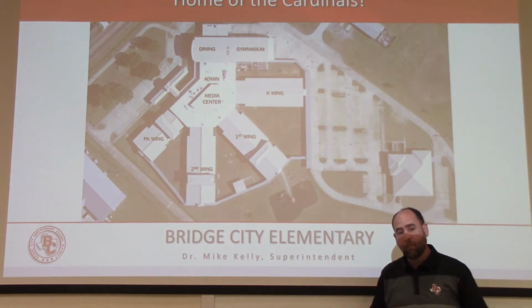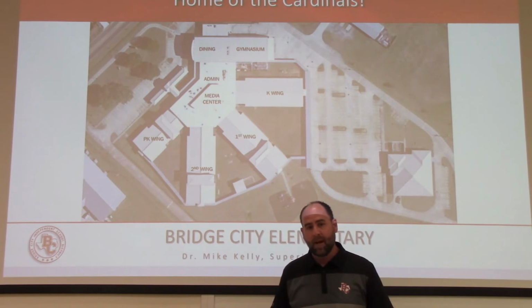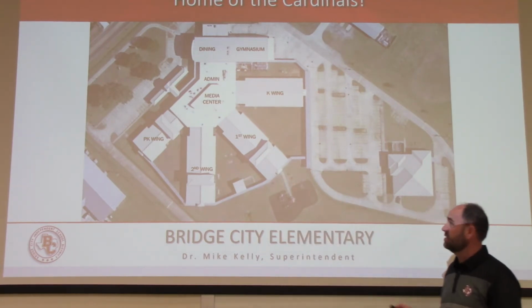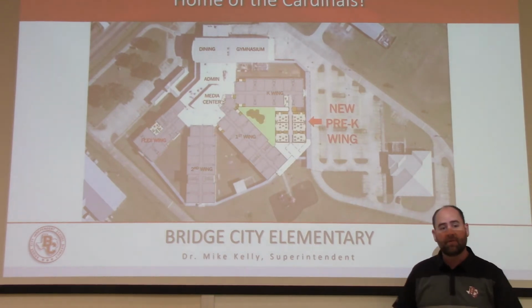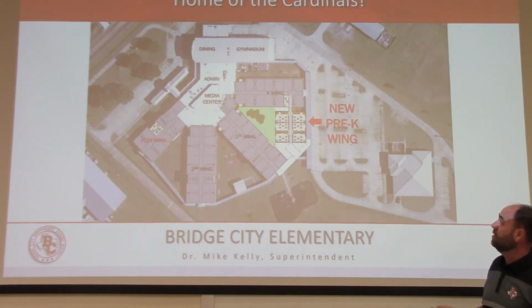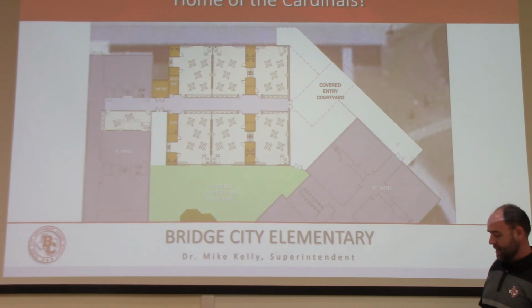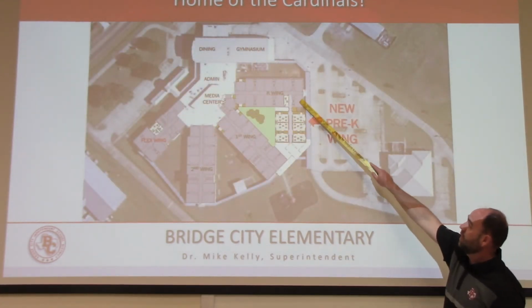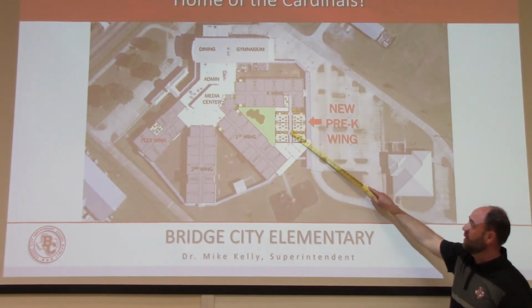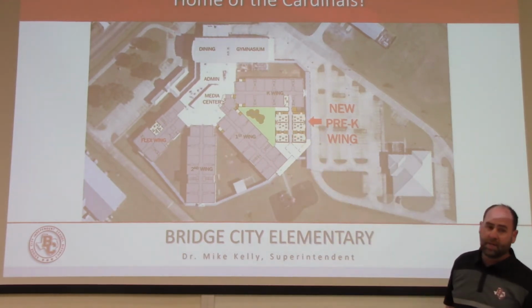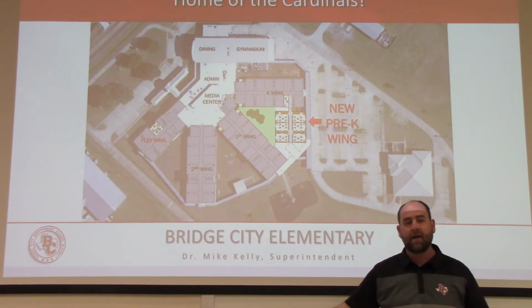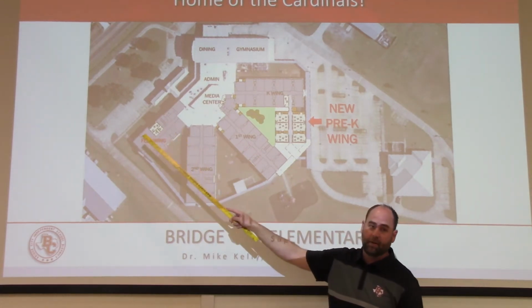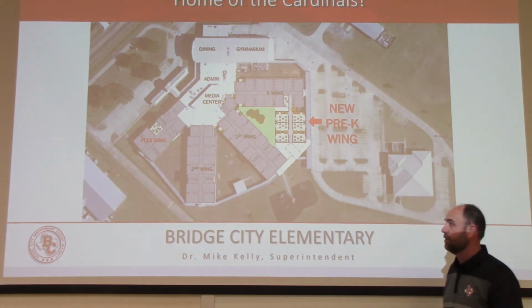So $2.4 million will come out of our fund balance. $2.1 million is coming from grant money. And this is what it's going to look like, and this will start this summer. I'll zoom in here. We are adding 6 classrooms that come off of the kindergarten wing, and this is going to be our new pre-K wing. So our pre-K students are going to have their own wing, which opens up the pre-K wing currently for other programs and other classes.